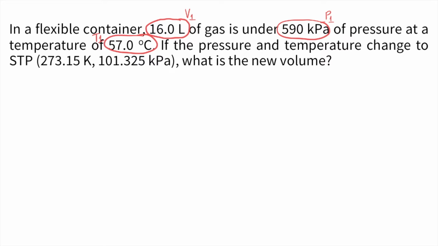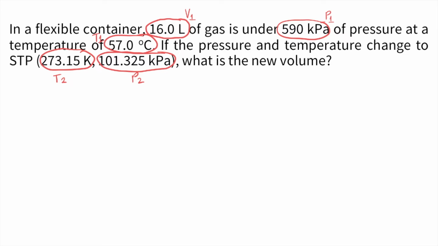So remember, what does STP mean? STP means standard temperature and pressure, and STP has fixed values. Standard temperature is 273.15 Kelvin. So this is your new temperature, or T2. The standard pressure is 101.325 kilopascal. So this is your P2.